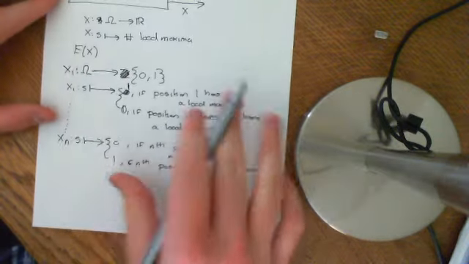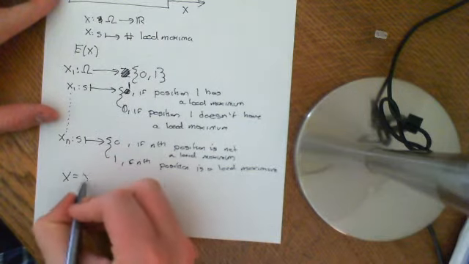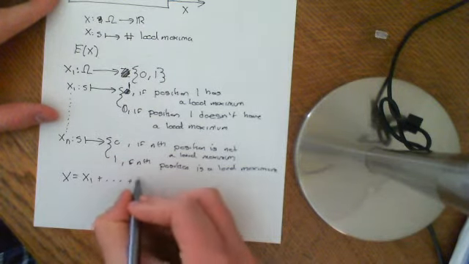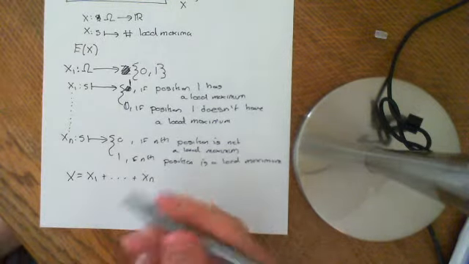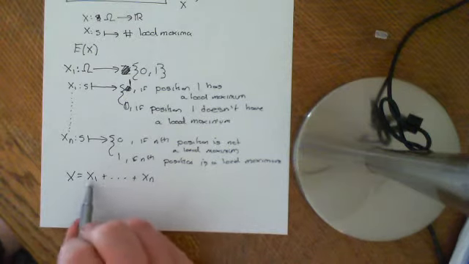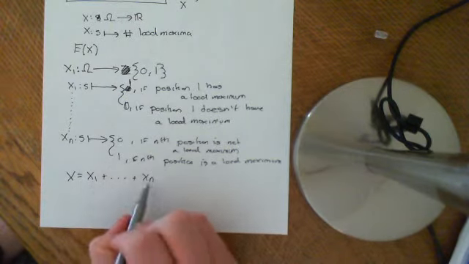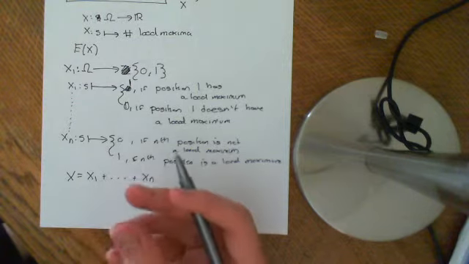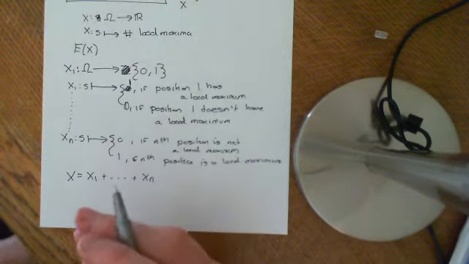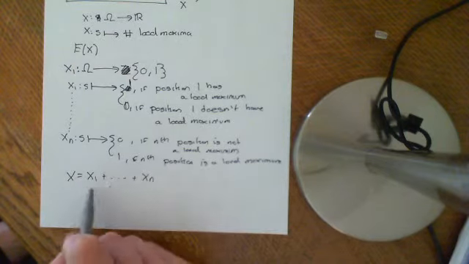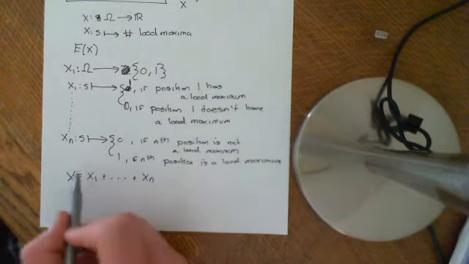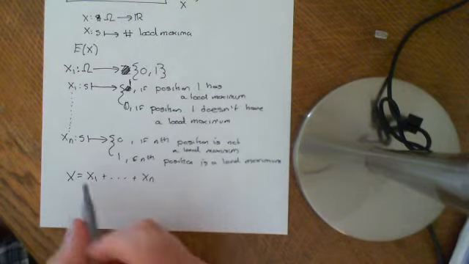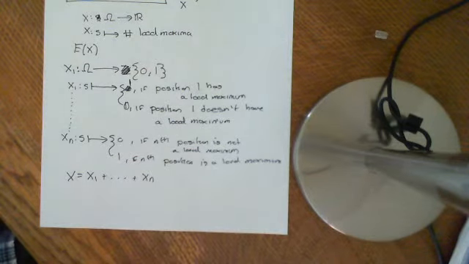Okay, so note that x is equal to the sum x1 plus all the way through to xn, because x counts the number of local maxima in the permutation. Each xi is 0 if that position is not a local maximum, and 1 if it is, so if you add them up, each position that is a local maximum is going to get counted one time.